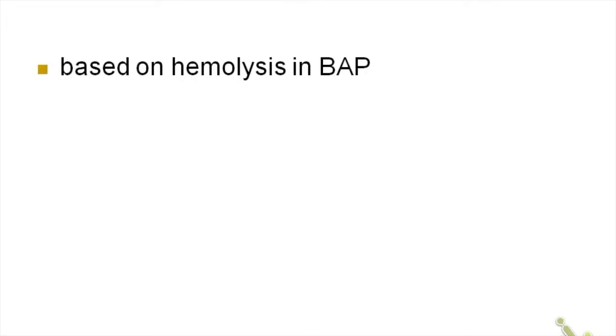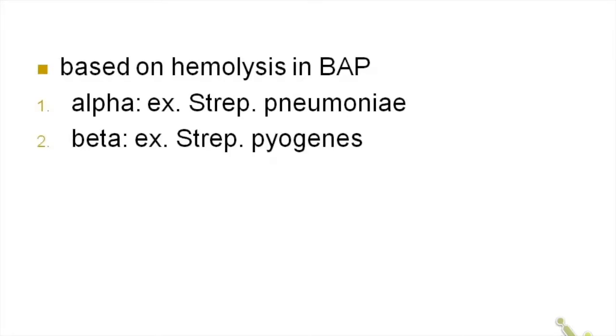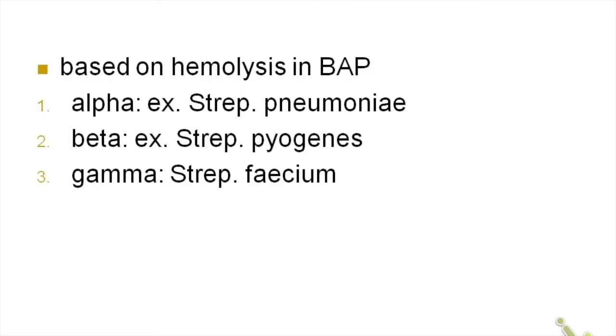Smith and Brown classification is based on hemolysis in blood agar plate. So we have alpha, beta, and gamma. Strep pneumoniae is an example of the alpha hemolytic streptococci. Strep pyogenes is beta hemolytic. Gamma streptococcus would be Streptococcus faecium.